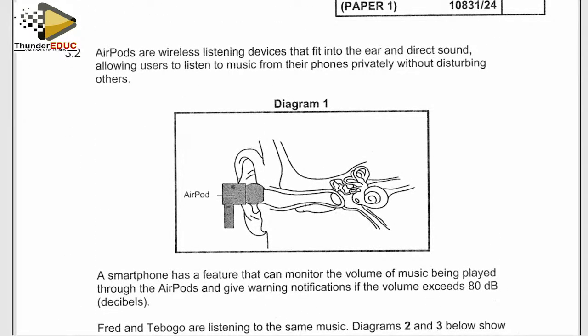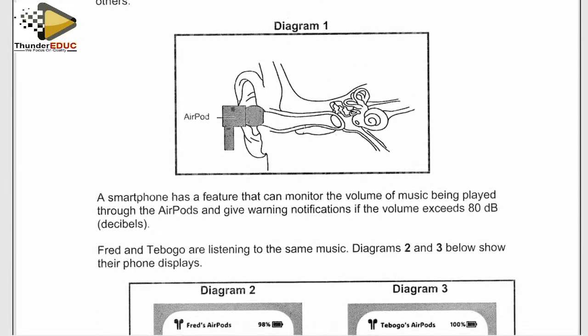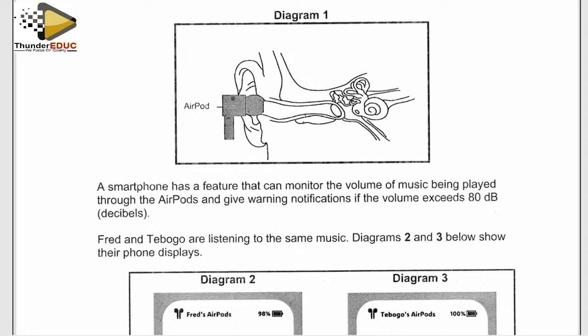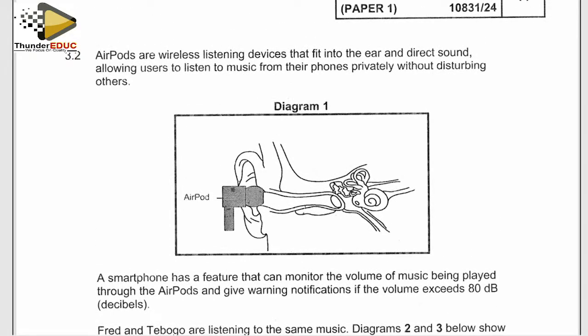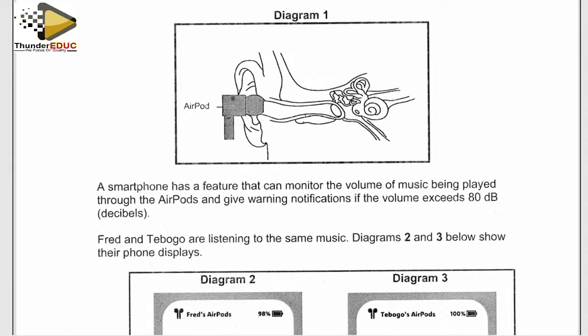Then we go to question 3.2. What are they saying? Earpods are wireless listening devices that fit into the ear and direct sound to the user. Take note of the ear, it will come up. So these are the earpods they are talking about.